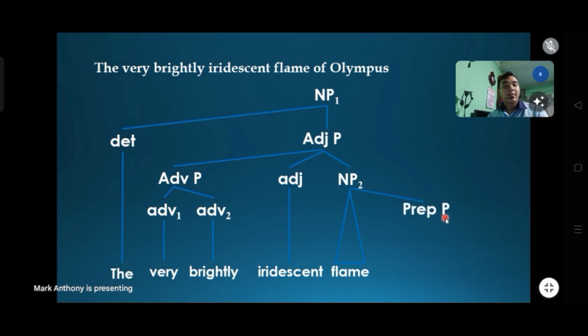And of course, followed by a prepositional phrase, and the third noun phrase, which is the Olympus. So reading it in its linear order, it would be the very brightly iridescent flame of Olympus. Mind you that you should be able to know what specific function that word has in a sentence, so that you'll be able to label it correctly and arrange the words properly.